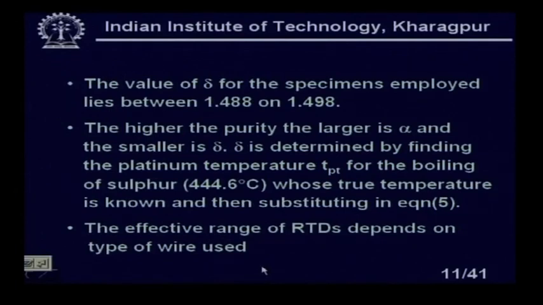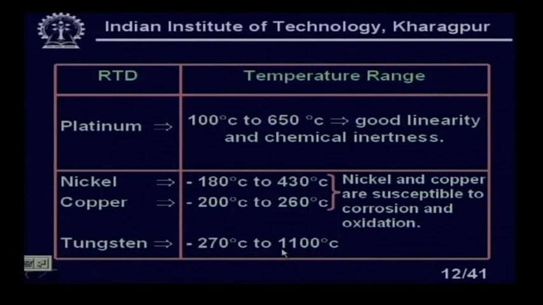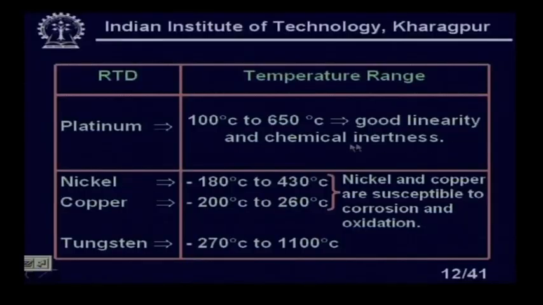The effective range of the RTD depends on the type of wire used. There are, as I told you, 4 different types of RTD, and what the ranges are and how effective they are we can look at from this table. Platinum RTD: the temperature range is 100 to 650 degree centigrade, with good linearity and chemical inertness. That is the most important thing for the platinum RTD. This chemical inertness is the most important factor why platinum is used repeatedly for making RTDs, or I should say it is the industrial de facto standard, even though we have nickel and copper.